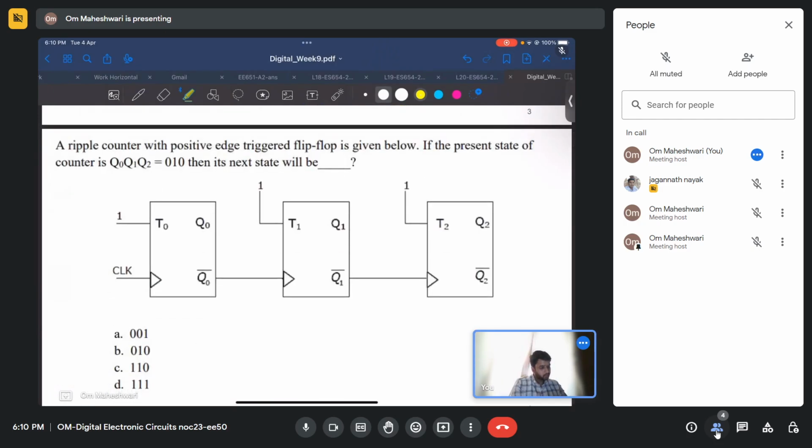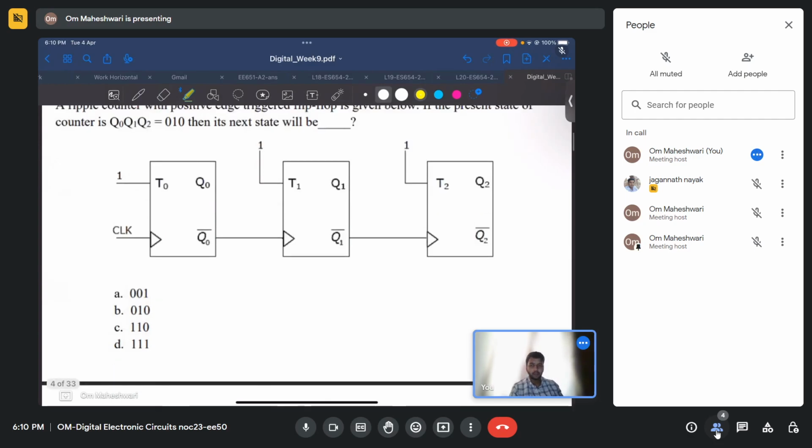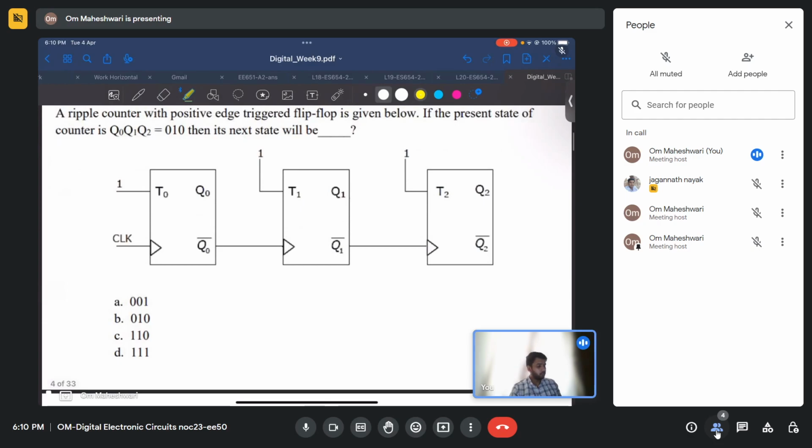So the next question is, a ripple counter with positive edge triggered flip-flop is given below. The present state is 0 1 0. Then what is the next state? So it is the same circuit as before. So if you can try it out on your own, I'll also try with you. Present state is 0 1 0. You are applying a positive edge here.